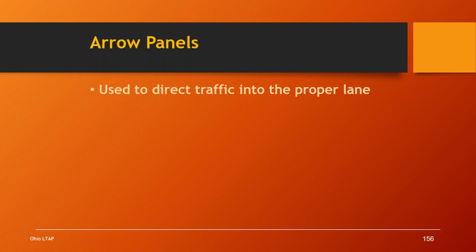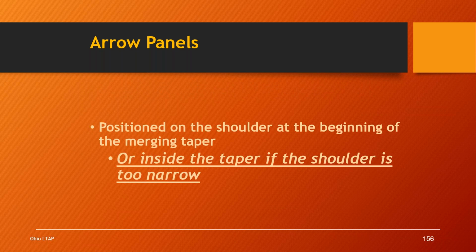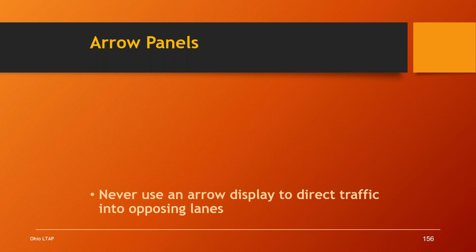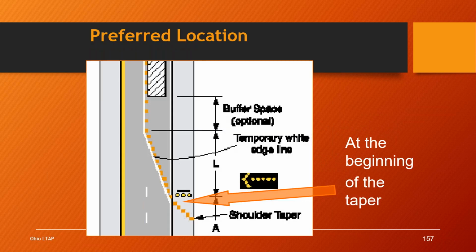Anyway, the use of arrow panels in a transition area. Sometimes they are required. Sometimes it's a judgment call, but we use them to direct traffic into the proper lane. If we're dealing with a roadway that has a shoulder, then we position the arrow panel on the shoulder at the beginning of the merging taper. But a lot of times we don't have a shoulder at the local level. We've got curb and gutter streets, things like that. So we position them inside the merging taper. And again, we don't use arrow panels to direct traffic into opposing lanes.